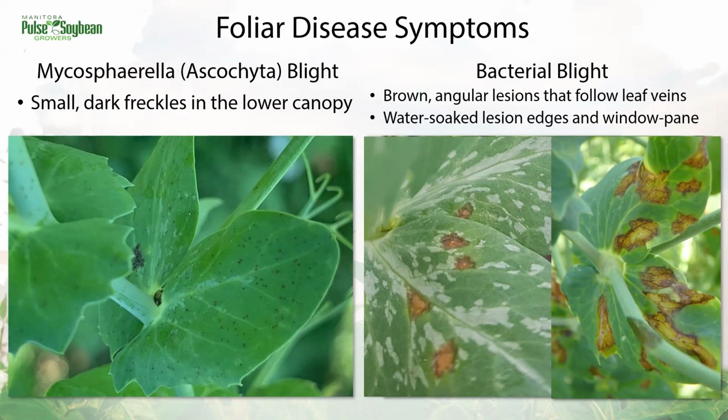Bacterial blight infects following leaf damage from storms or heavy rains, so we more often find this disease in the mid to upper canopy. Leaf lesions are angular since they follow leaf veins. Edges of the lesions will look water-soaked and later on they'll progress into this window pane type appearance.